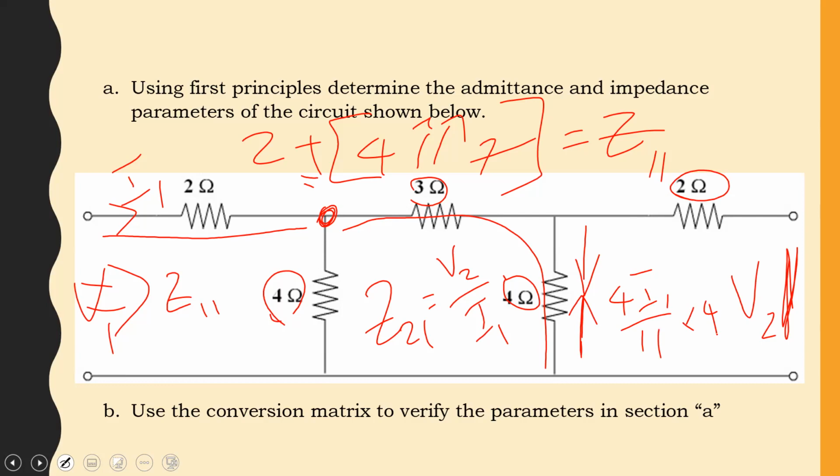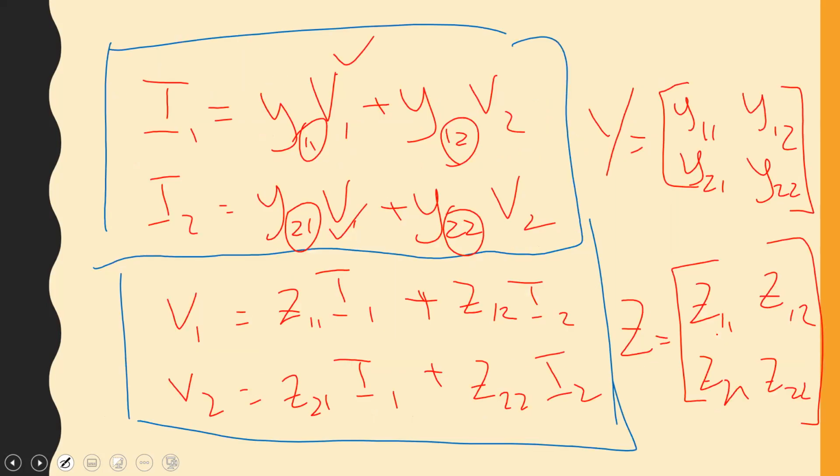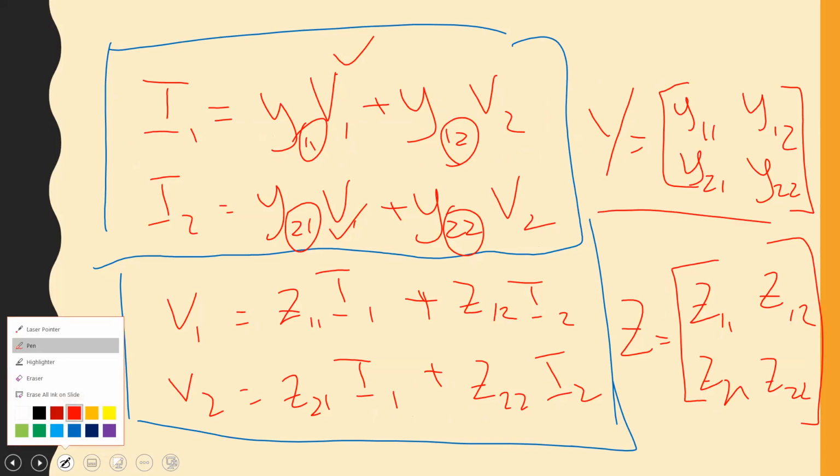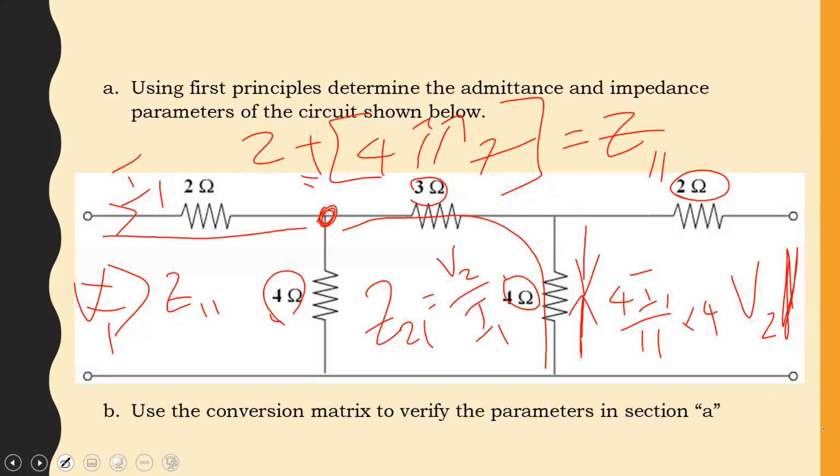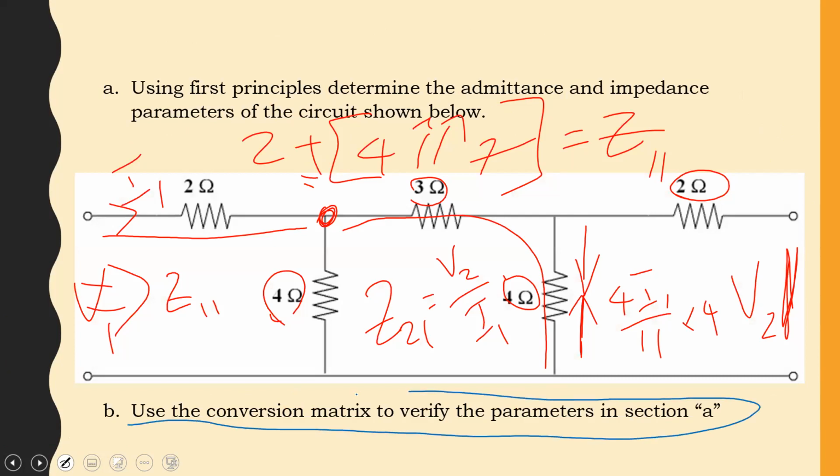And so Z21 would be, what's that, 16 over 11 or something like that. That is how you're going to do it from scratch. So you then would have your Y matrix and your Z matrix. The question says that you must use the conversion matrix to verify what you have done in part A.